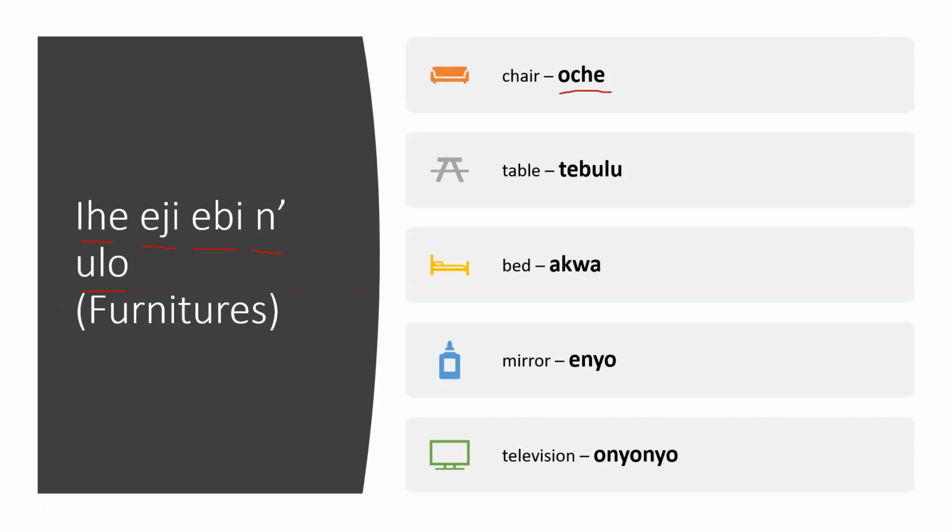Table, tebulu. Note that some words in English, in Igbo, we don't have the meaning, so we just transcribe to Igbo spelling and pronunciation. But in case you find any meaning of these words that I just transcribed, please let me know in the comment section below. I'm always glad when I can learn new things.